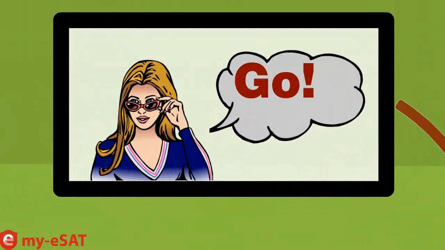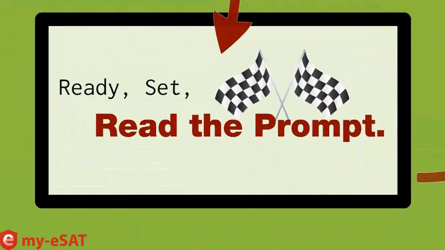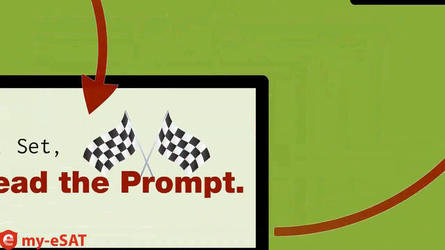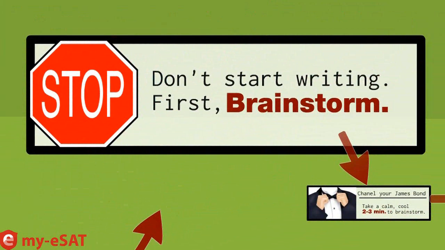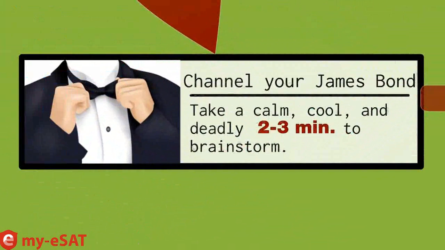The first thing you want to do as soon as the proctor says go is read the prompt. As soon as you've read the prompt, stop. Don't jump into your essay right away. Restrain yourself. This is where a little cool planning is going to really go a long way. Take a calm and collected 2 to 3 minutes to brainstorm. You're going to be like James Bond here, thinking fast and sharp like a ninja, but staying cool as a cucumber.